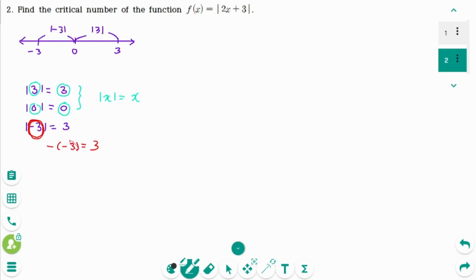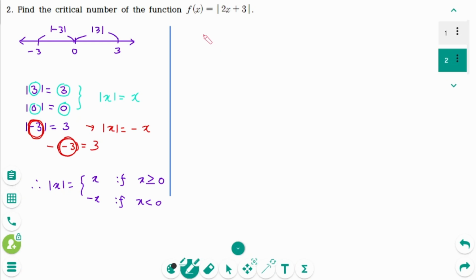Then this part is x, this part is x. Absolute value of x equals minus x. So absolute value of x equals x if x is greater than or equal to 0, minus x if x is negative. Then back to the original. f of x equals absolute value of 2x plus 3. Then we can rewrite as 2x plus 3 if 2x plus 3 is greater than or equal to 0, minus 2x plus 3 if 2x plus 3 is negative.